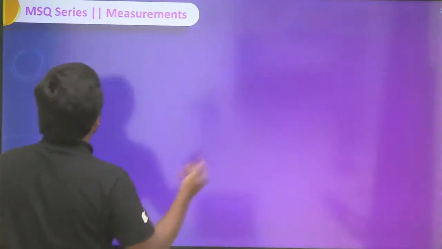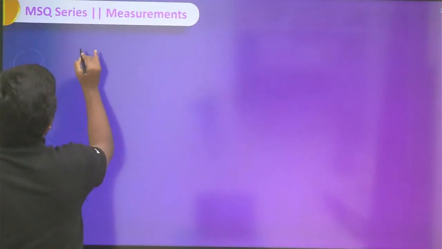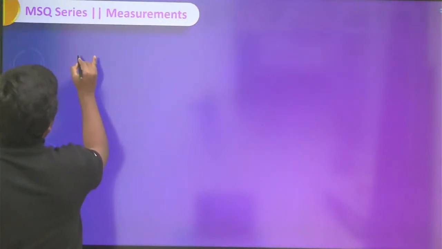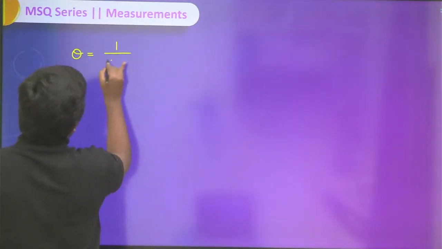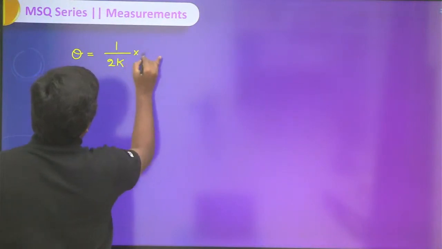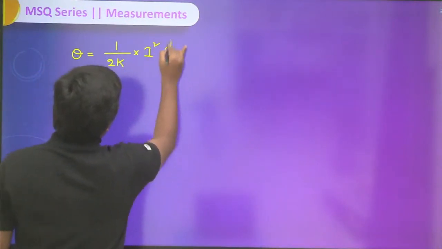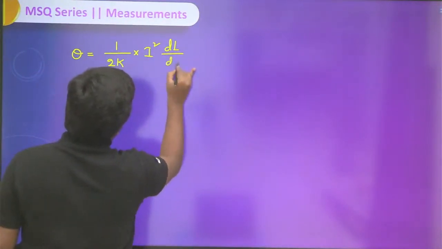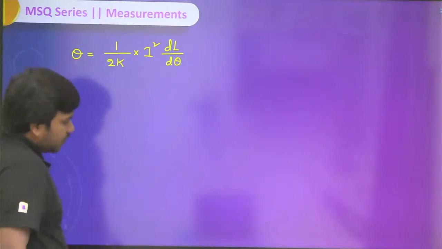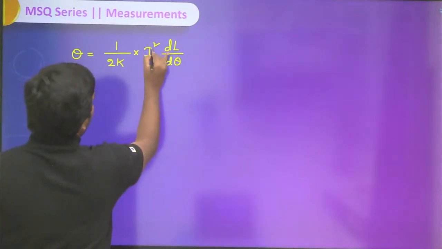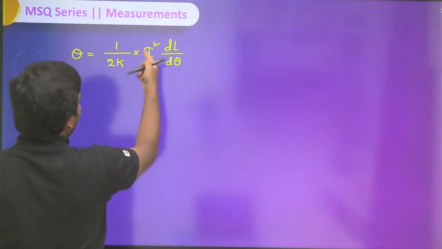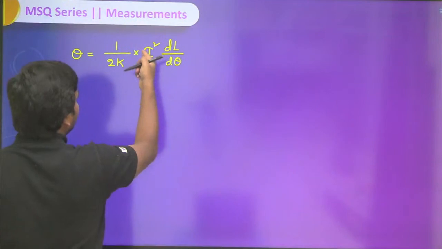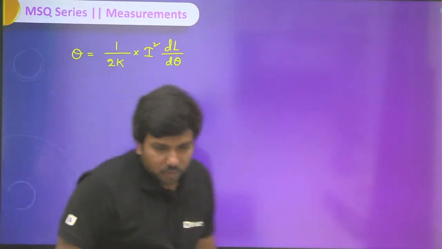So let me show you here. It is a moving iron ammeter. In a moving iron ammeter, we know at steady state, controlling torque, or else let me write down directly here, in moving iron ammeter, theta will be equal to 1 divided by 2 times K into I_RMS square into dL by d theta. Correct? This is a standard equation for the deflection. Whatever I have written here, it is I_RMS in the case of AC input. In the case of DC input, this is simply DC current. Correct? We can use the formula.